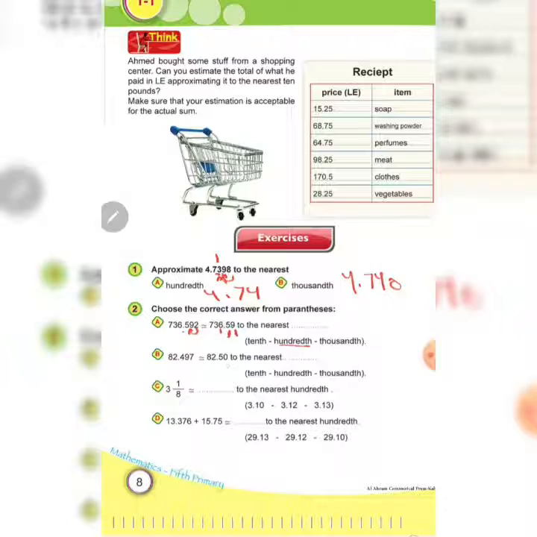82.497 becomes 82.50. So 9 becomes 10, 0 and carry up 1, and this is to the nearest hundredth, because here tenth, hundredth.